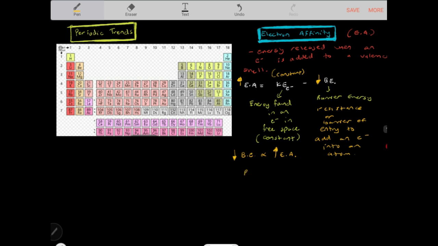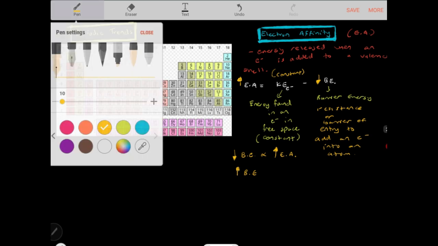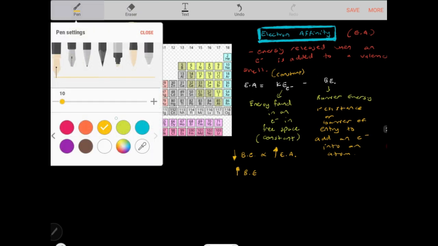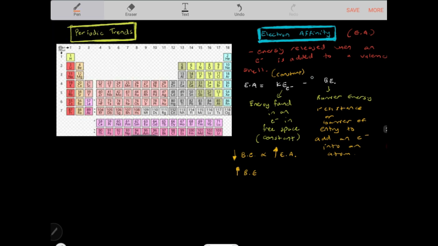Vice versa, if I increase the barrier energy, so that means that there's more resistance to entry of an electron, right? Let's just do that out here. Okay, so there's more resistance to entry of an electron. If I increase the barrier energy, well, now the kinetic energy of the electron is going to be subtracted by a larger number and cause the electron affinity to be smaller, right? So this is going to mean a smaller electron affinity.